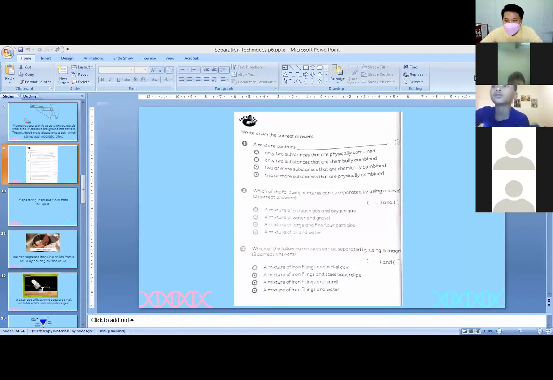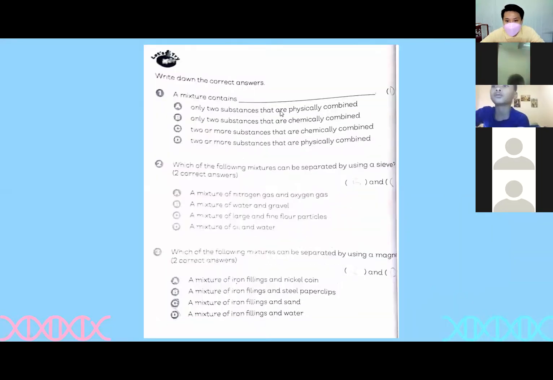Anyone who wants to answer? A mixture contains: A, only two substances that are physically combined. B, two or more substances are chemically combined. C, two or more substances are chemically combined. Or D, two or more substances that are physically combined. What do you think is the answer here?